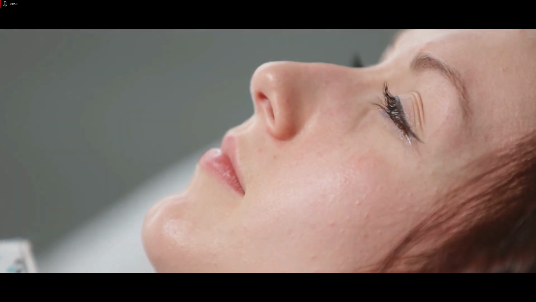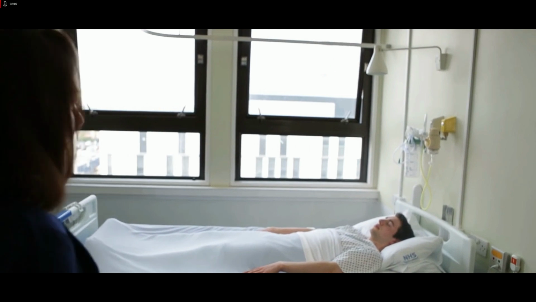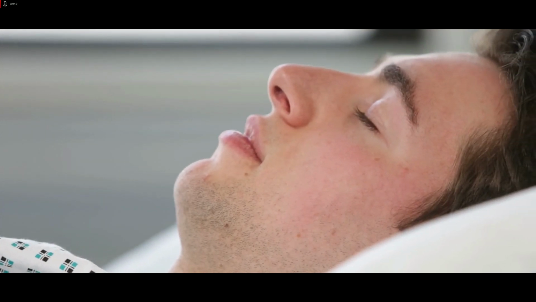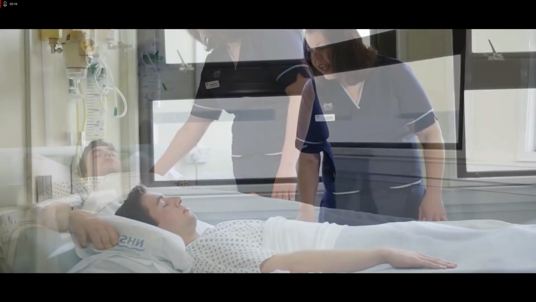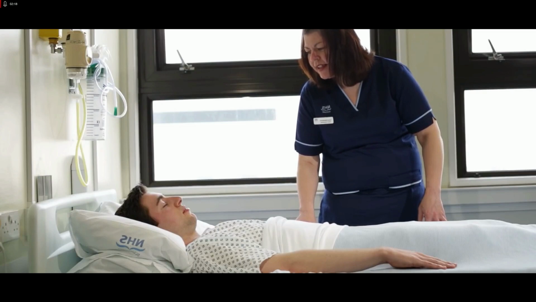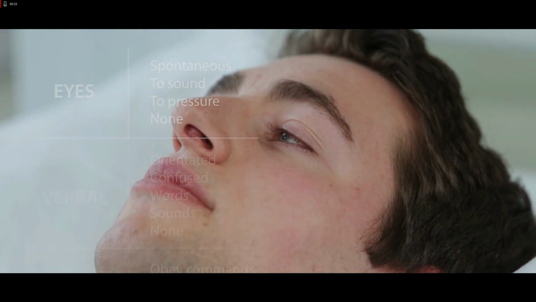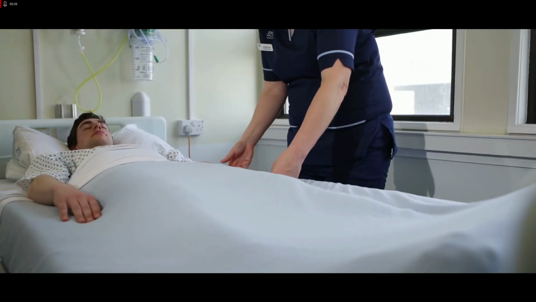If the patient's eyes open spontaneously, spontaneous is recorded. Remember, there may be local factors, such as swelling, that prevent eye opening. If spontaneous opening is not demonstrated, a verbal stimulus is used by introducing yourself clearly and requesting eye opening, if necessary by shouting. If the patient opens their eyes, to sound is recorded. If the patient does not open their eyes when you speak to them, a physical peripheral stimulus is then applied.